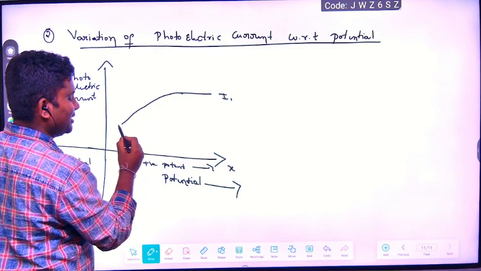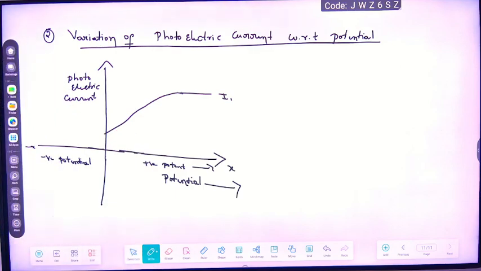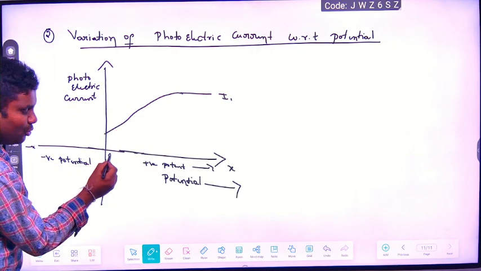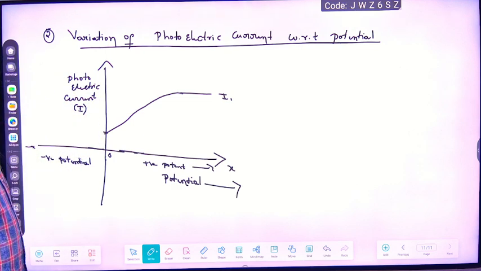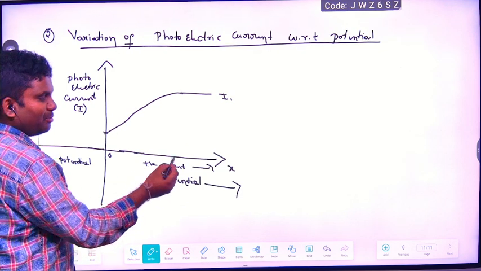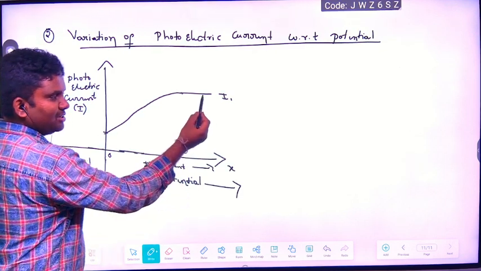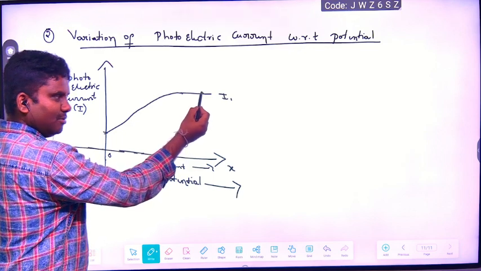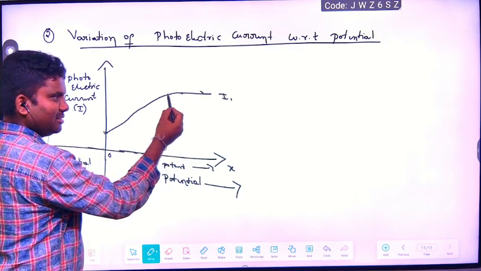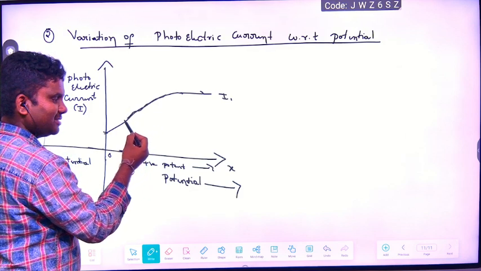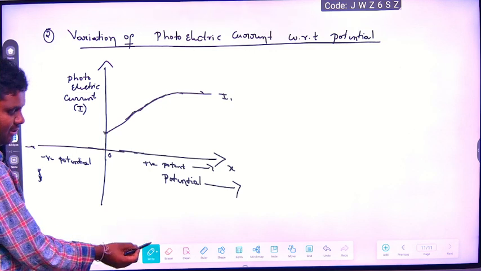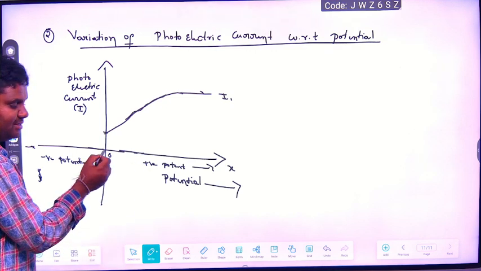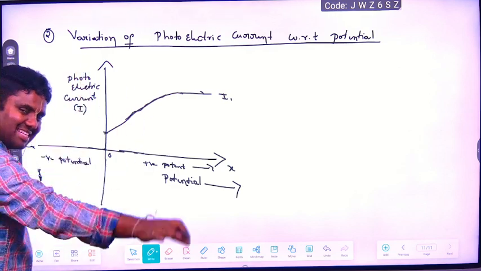Slowly I will decrease, and decrease, until I make the potential 0. Even then the current flow will be there, the photoelectric current is there, because the flow of charges will be there. Understood? So whenever the positive potential is maximum, the photocurrent is saturated. But whenever it starts decreasing, the photocurrent also starts decreasing. So even when the potential is 0, the photocurrent still exists.